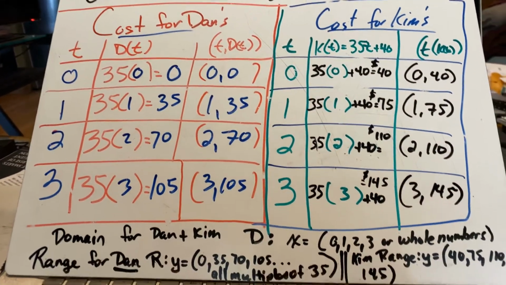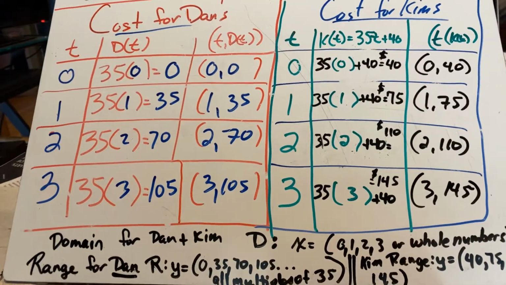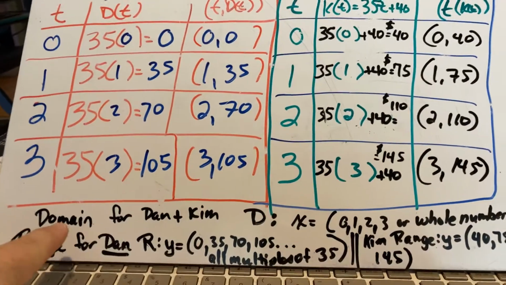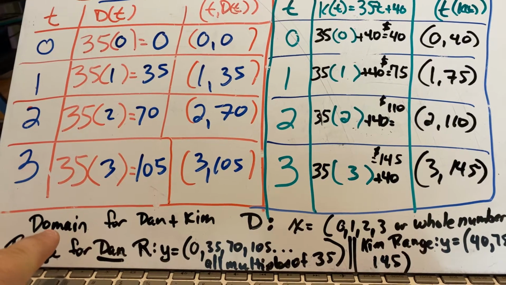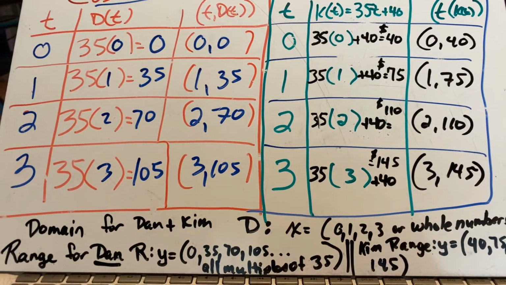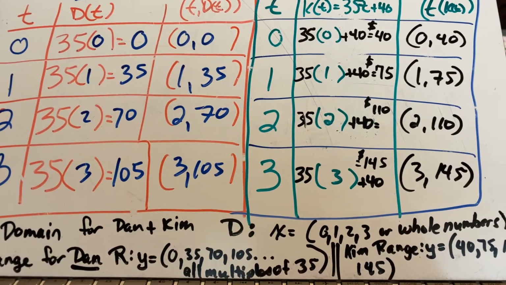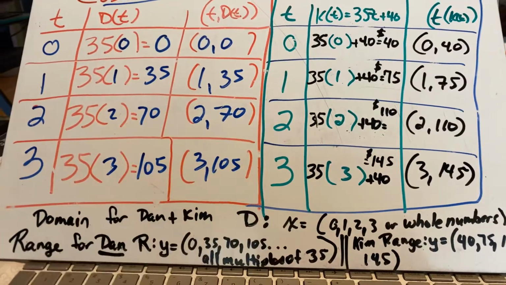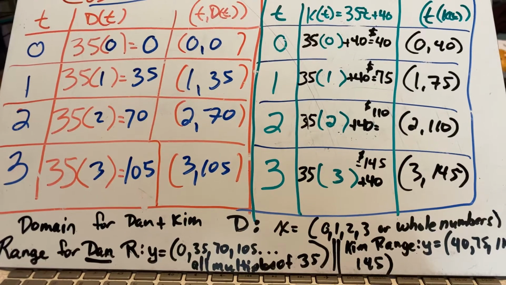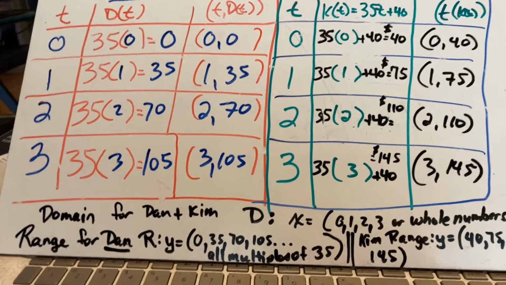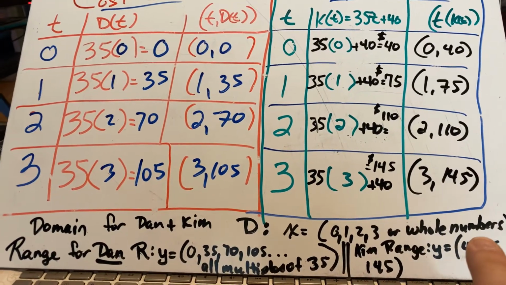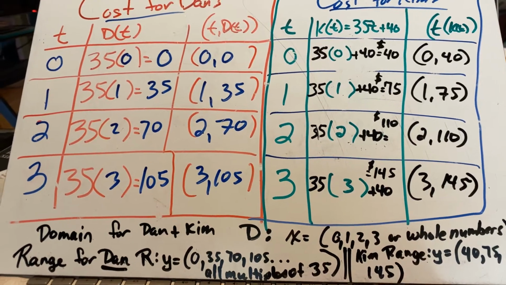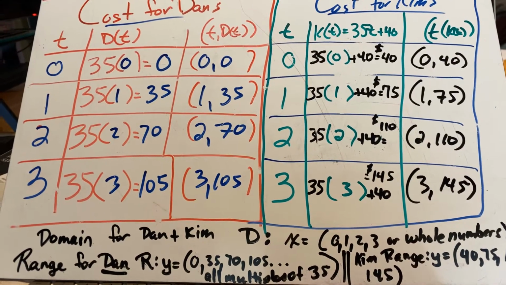Now, at the bottom of this page, there's a question on domain and range. Domain, recall, are all our x values that are allowable for this particular function. So the domain is the same for both Dan and Kim. They have listed in our chart 0, 1, 2, and 3. If we continue past 3 hours, it would be all whole numbers. You cannot use fractions, and you cannot use negative numbers.